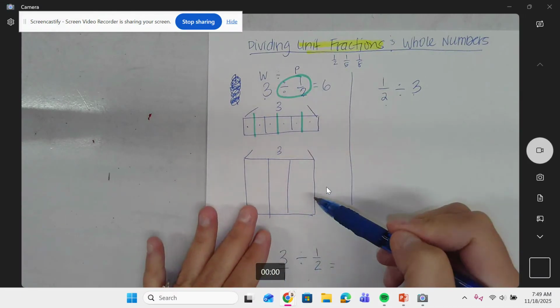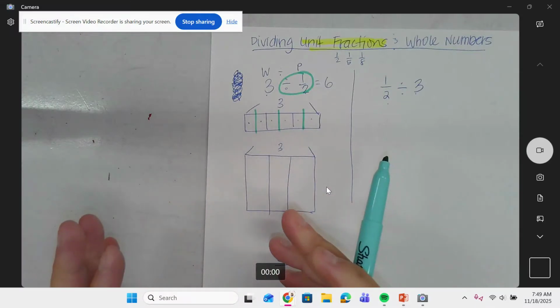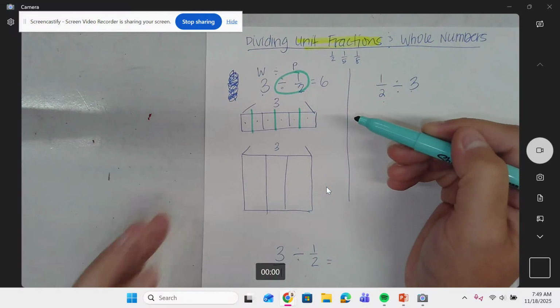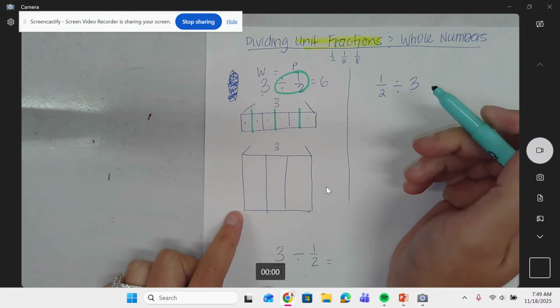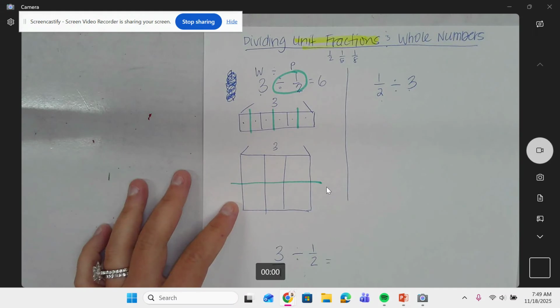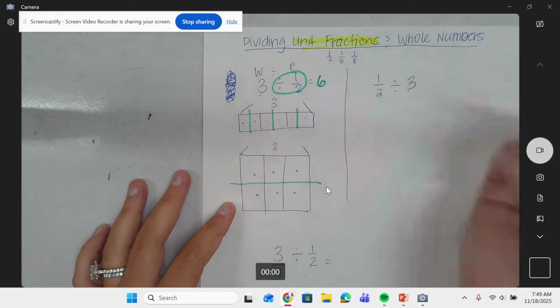For some kids, drawing all of this is confusing because they are partitioning the same direction twice. So for some kids, an area model is more efficient because then if they just divide what they already have into half, now I have 6 units, which is my answer.